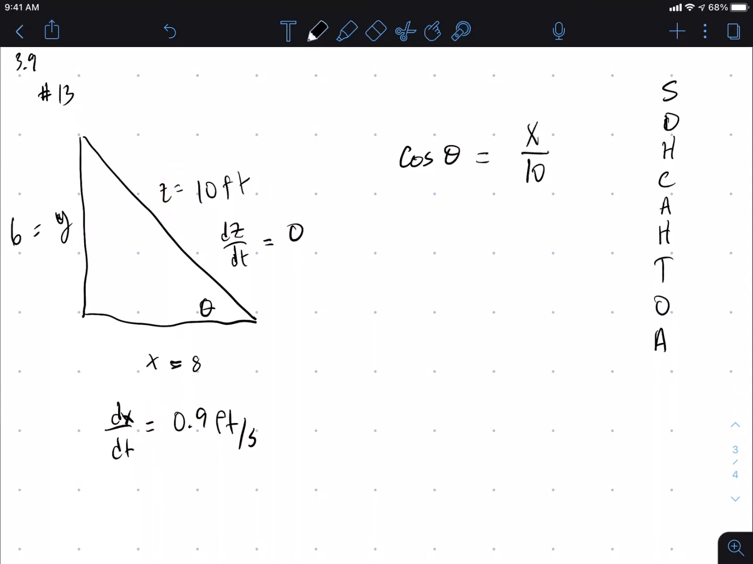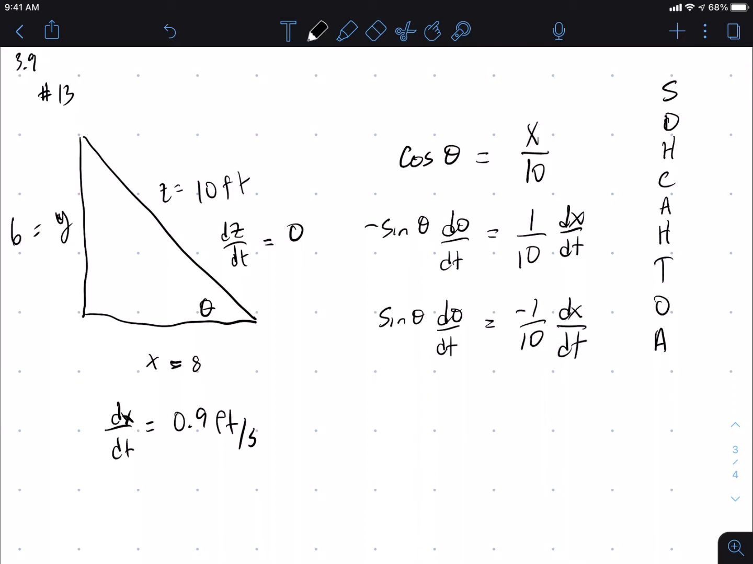Now what I need to do is take the derivative of that. So I'm going to get negative sine of theta d theta dt is equal to 1 over 10. Do you guys agree? Correct. Then sine of theta d theta dt is equal to negative 1/10. Ooh, and I forgot my dx dt. Can't forget that variable.